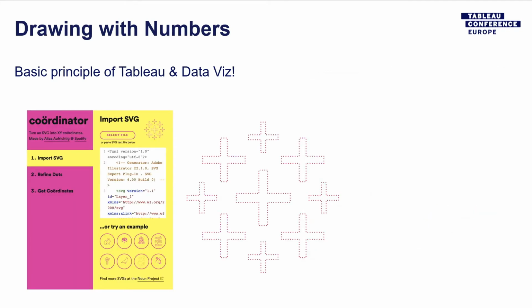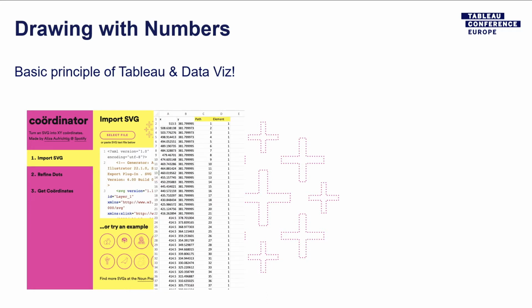I would like to demonstrate this to you with this Tableau logo. So I uploaded a file to the coordinator tool, and you see the tool processes this picture, and it gives you back little dots and the coordinates to these dots. Then you can download a CSV file. Yeah, you see it here in the middle.